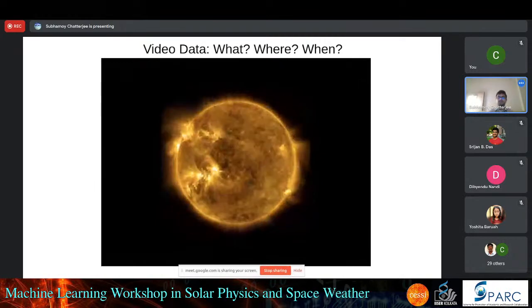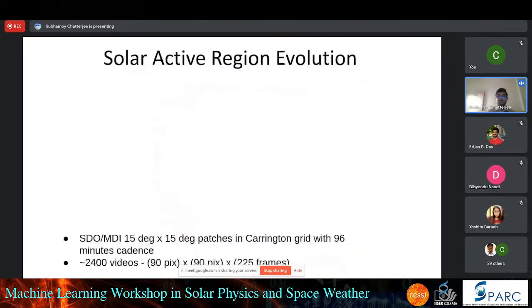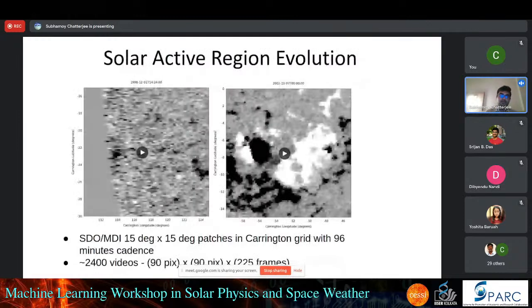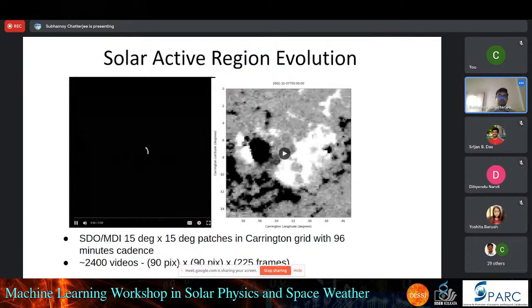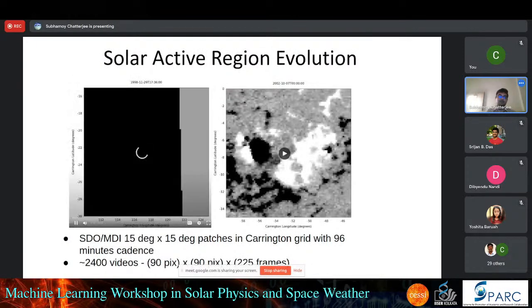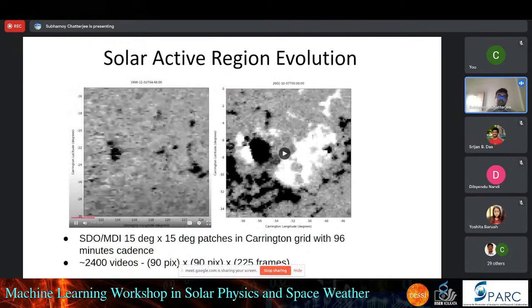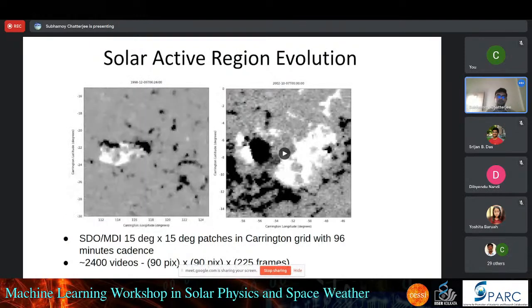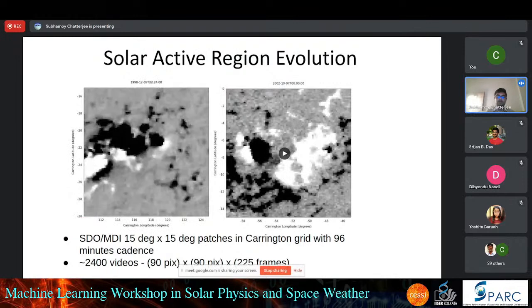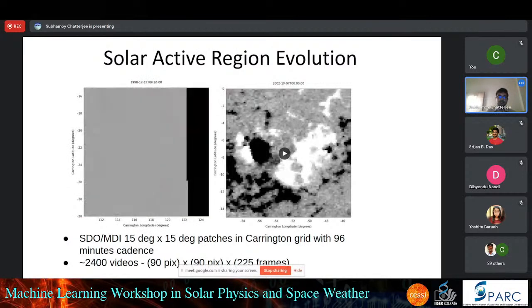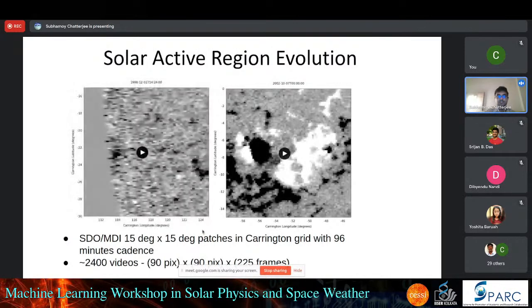The problem we really focus on is to distinguish between solar active region evolution videos where you see new emergence happening, like the one on the left. If you look at the patch, which is in the Carrington grid, it is 15 degrees by 15 degrees in latitude and longitude, and the pixel resolution is such that 6 pixels correspond to 1 degree in both latitude and longitude.